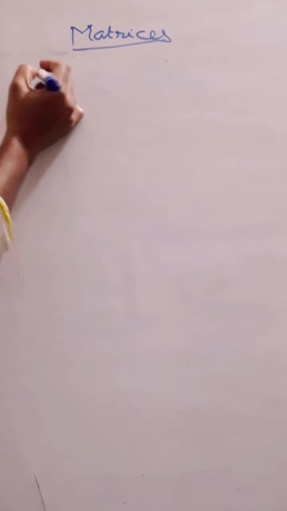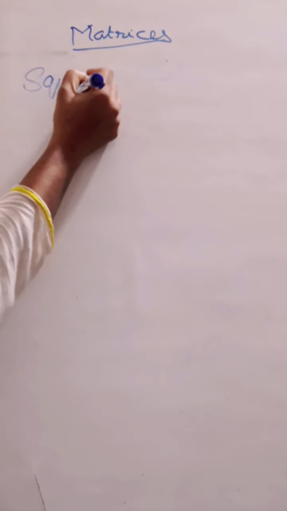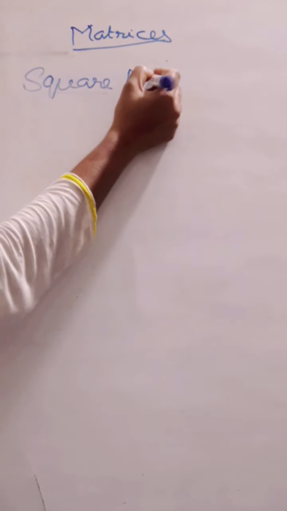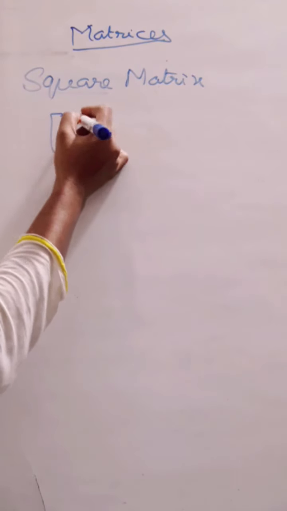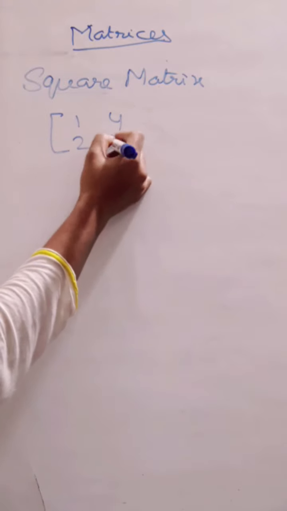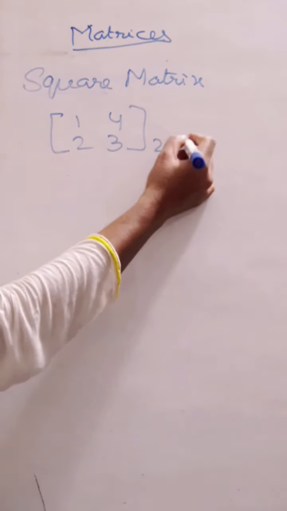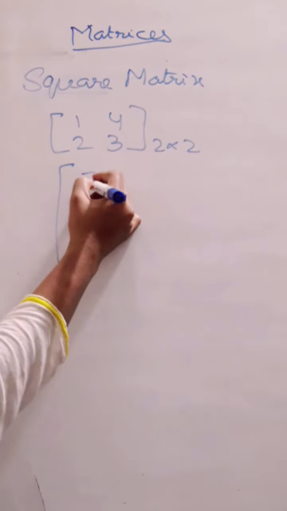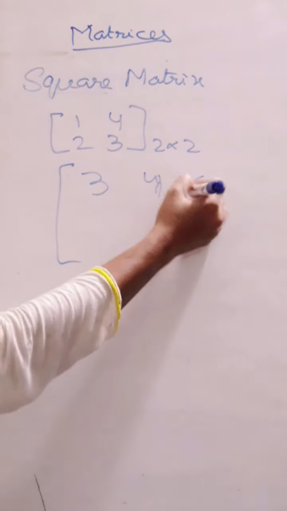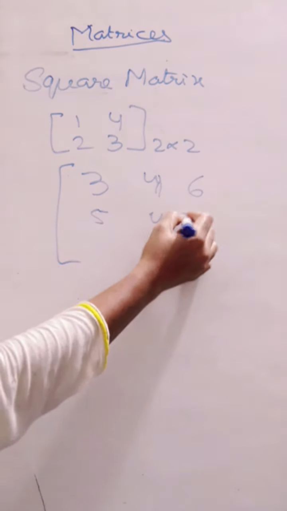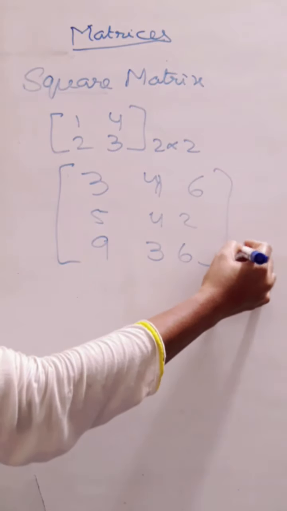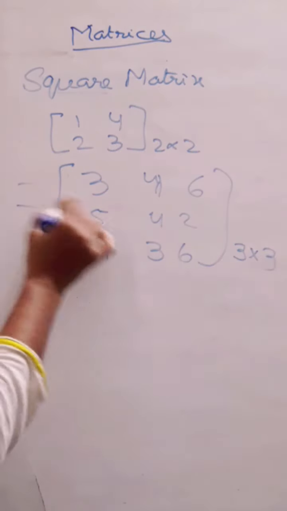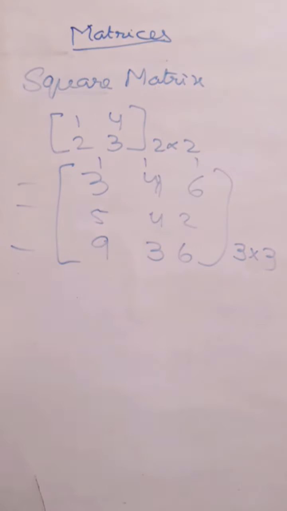Then we have the square matrix. In a square matrix your number of rows and number of columns are equal. They can be of 2 by 2, like here we have 2 rows and 2 columns. They can be of 3 by 3, like here, 5, 4, 2. Now here we can see we have a 3 by 3 matrix, 3 rows and 3 columns. So this is your square matrix.